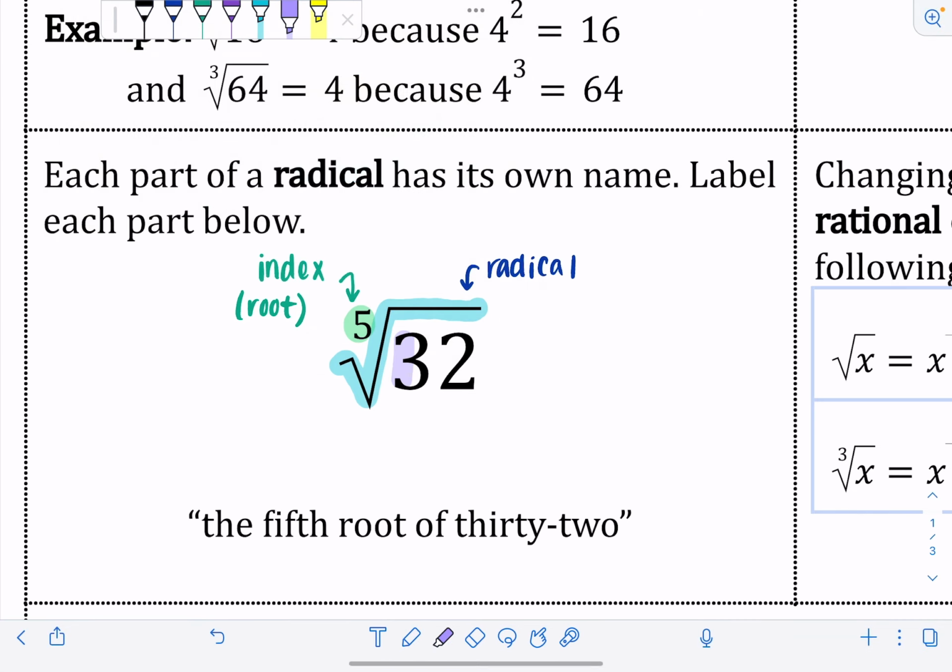And then now inside of the radical, that number, that whole thing is called a radicand. So radicand. And that's the number inside.